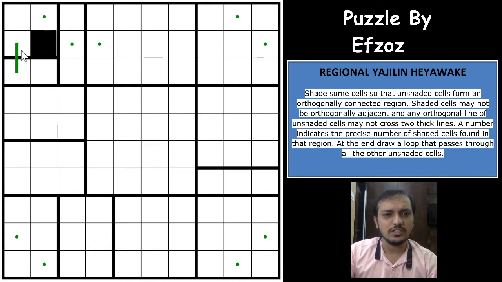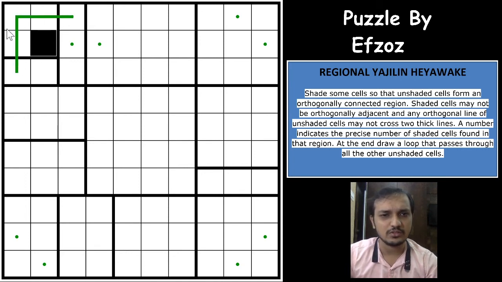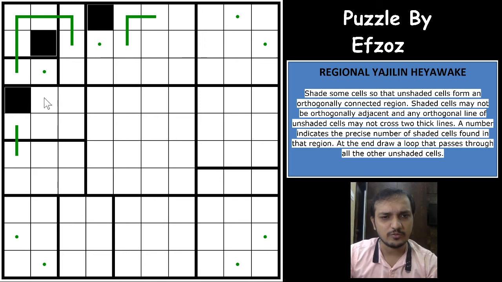We are continuously solving, I mean to say simultaneously solving both regional Yajilin and Hayawake puzzle. So the moment I mark this as a Hayawake clue, or maybe this as a shaded cell, I know that the other white cells would have to form a single closed loop, and so I have marked a loop here. And now this cannot be a white cell, because then again crossing two thick borders, so this would have to be a shaded cell, and again this also would have to be a shaded cell, right? Okay, again, so this would have to be a shaded cell again, crossing two thick borders, which also makes this as a shaded cell.